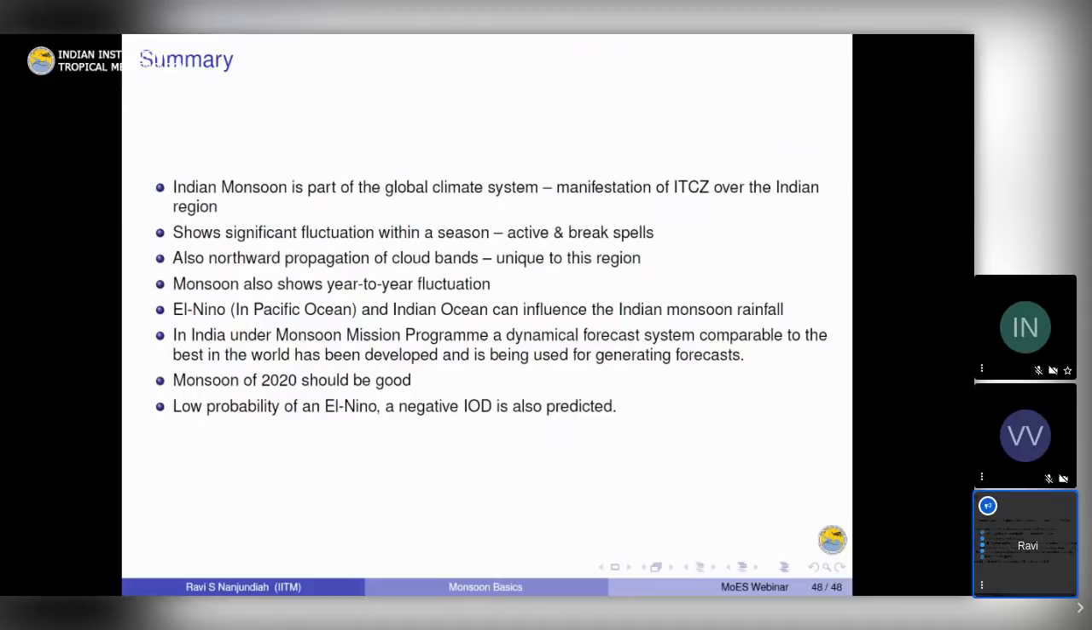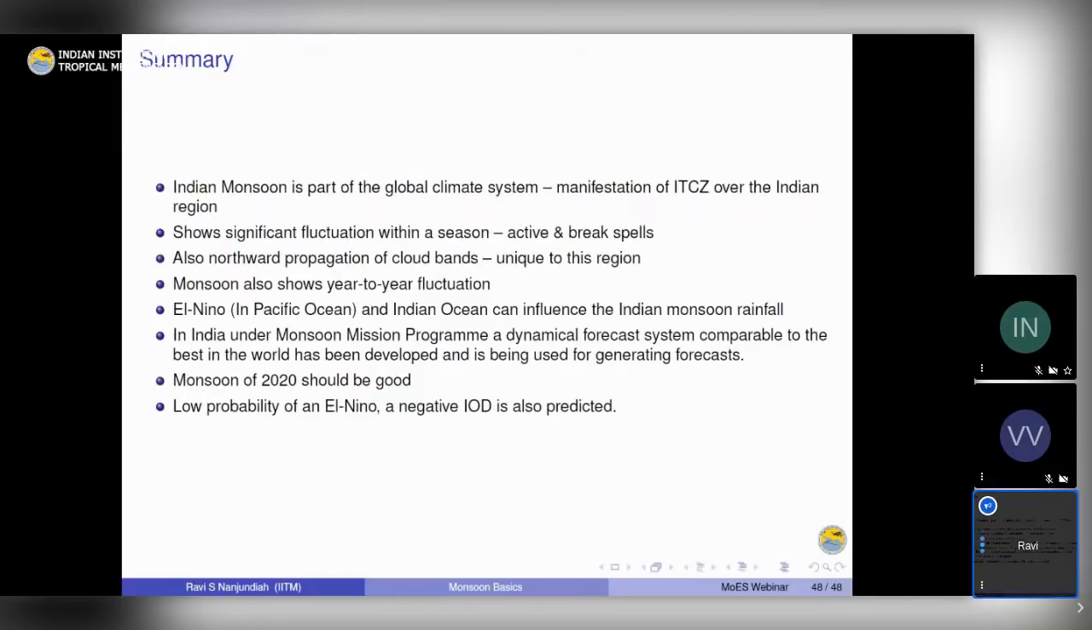Monsoon also, we have seen, has a year-to-year fluctuation. And the major players that could be determining what happens in our Indian summer monsoon could be both the Pacific, that is the El Nino, and the Indian Ocean, which is the Indian Ocean Dipole. Both can have an influence on the Indian summer monsoon. And we also saw that under the monsoon mission program, a dynamical forecast system, which is comparable to the best in the world, has been developed and is being used for generating forecasts. If you look at the monsoon of 2020 per se, there's a high probability that it will be near normal, and the probability of an El Nino occurring is low.